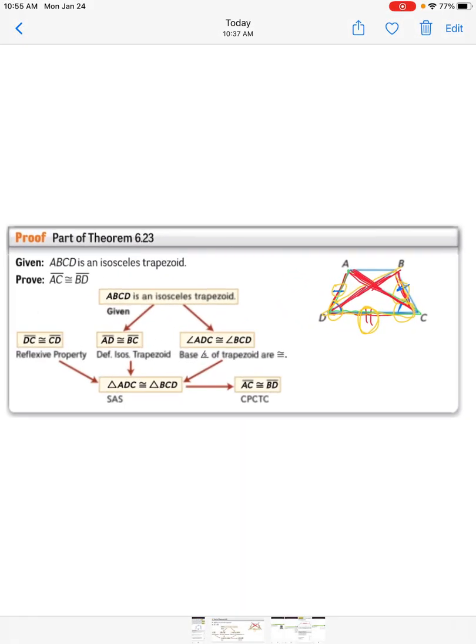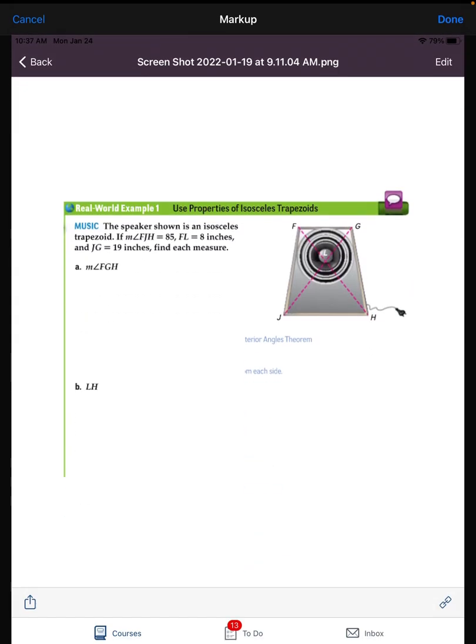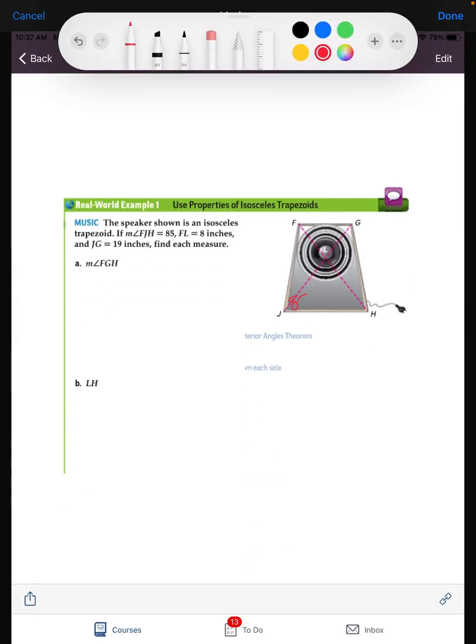Let's take a look at a couple of examples. The figure shown is an isosceles trapezoid. If the angle FJH, this one here, is 85, so we know that this angle is 85 degrees. FL is 8 inches, and JG, the whole diagonal, is 19 inches. We want to find each measure. FGH is the first one that we want to find.